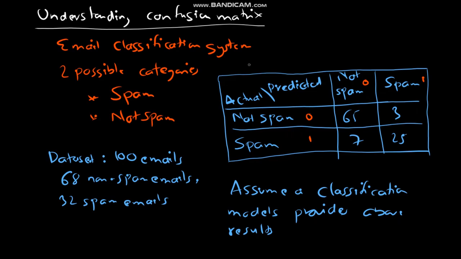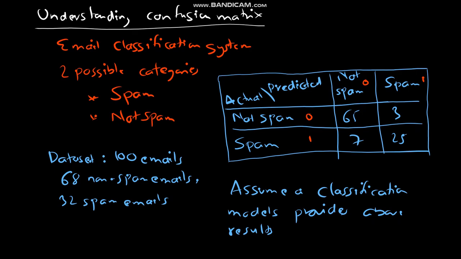Welcome to this video. Today we'll be understanding the confusion matrix in machine learning. A confusion matrix is a fundamental tool used to evaluate the performance of a classification model. It provides a summary of the predictions versus the actual labels of a model's predictions, making it easier to assess how well the model is performing.